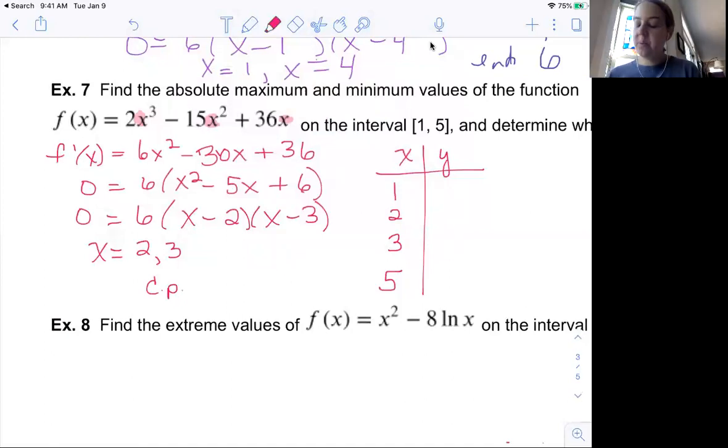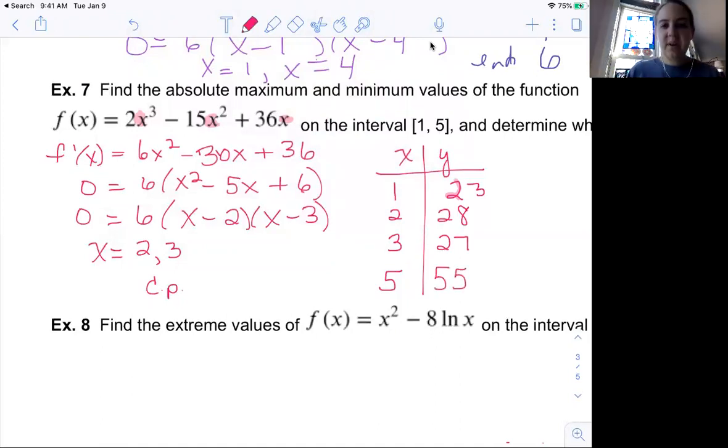So when x equals 1, y is equal to 23. When x is equal to 2, y is equal to 28. When x is equal to 3, I have 27. When x is equal to 5, I have 55. So the y values don't have to be anything in particular. They don't have to be small. You don't have to have positives and negatives. They could be all over.